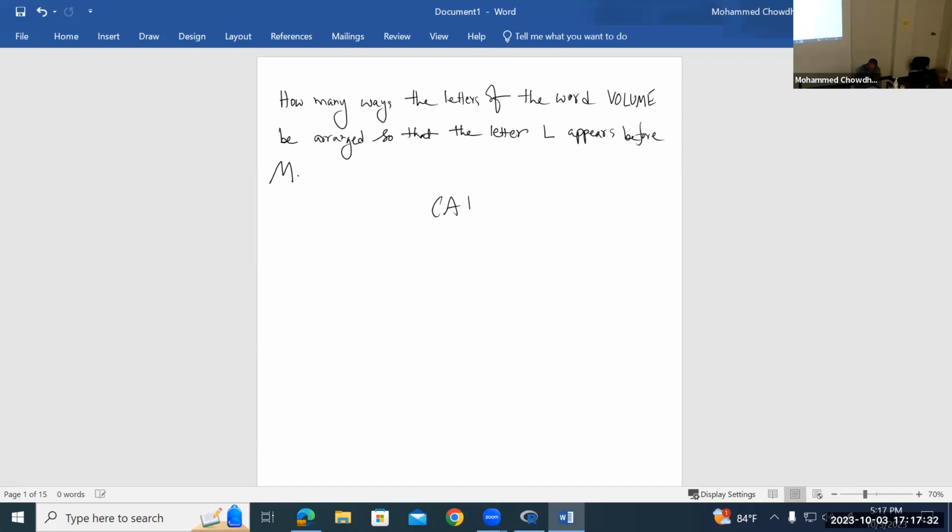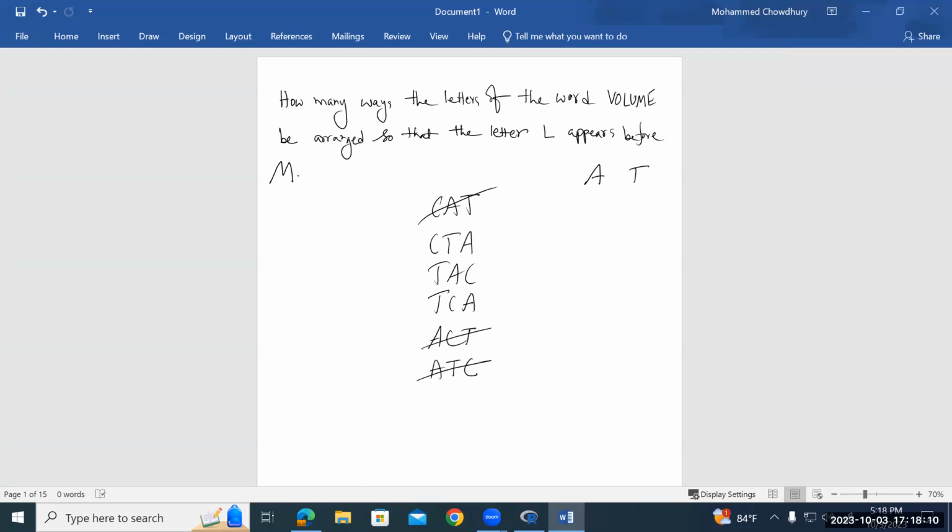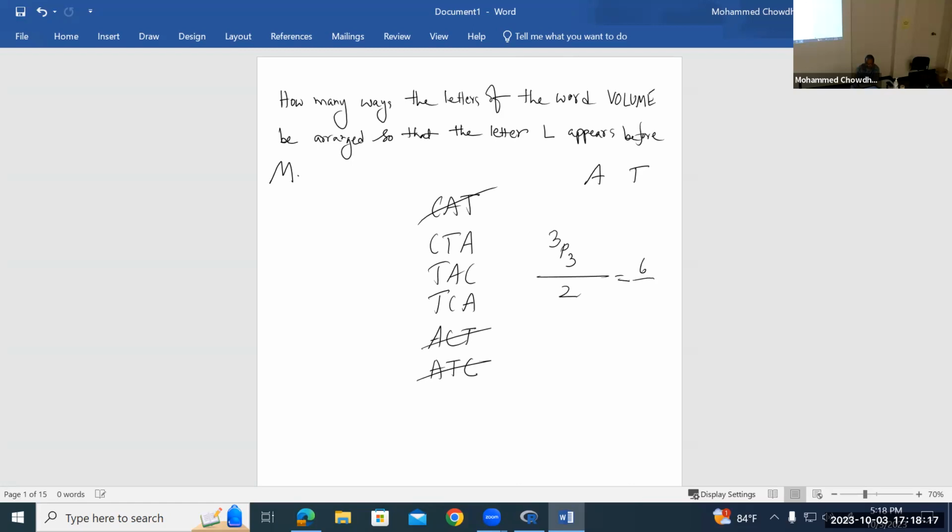Okay, take a look. CAT, ACT, TCA, CTA, and ACT. From there, take any letter. How many times does A appear before T? This is A appearing before T, A appearing before T, A appearing before T. Understand? Yeah. So the letters can be arranged. Are you understanding?